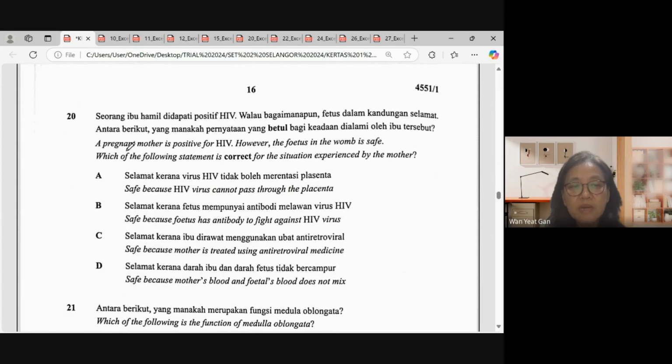A pregnant woman, mother, is positive for HIV virus. However, the fetus in the womb is safe. Which of the following statements is correct for the situation experienced by the mother? Now, placenta does not prevent the entry of HIV virus. So the fetus can only be safe if the mother is treated first using antiretroviral medicine. This medicine will kill the HIV virus. So the answer for 20 is C.